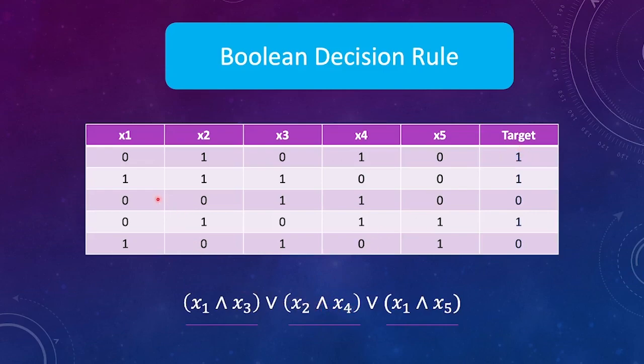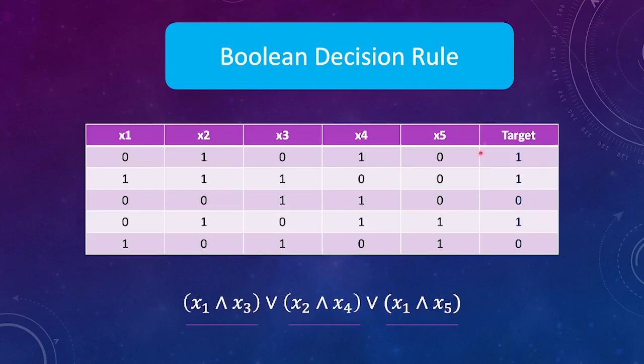For the second example, x1 and x3 is satisfied, so here again it is 1. Only one of them needs to be satisfied, so the other two we don't really need to care about. For the third one, none of these three clauses are satisfied. You can check if you want by pausing this video. None of these three clauses are satisfied, therefore we predict the target value as 0.